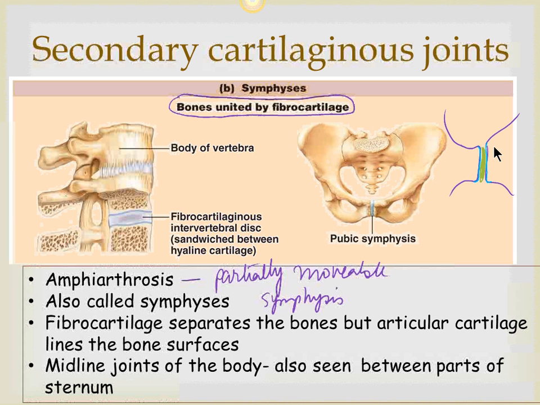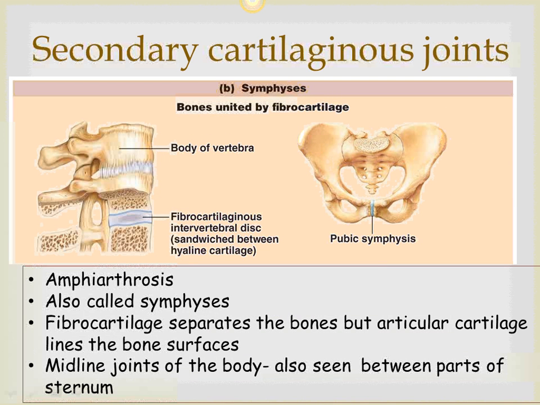Examples of this joint are the pubic symphysis, which is present between the two hip bones. Another example is the joint between two vertebrae, known as the intervertebral joints. And what is present between the vertebrae? The fibrocartilaginous intervertebral disc. Between two vertebrae you have this intervertebral disc, which is fibrocartilaginous in nature. So it satisfies this property of a secondary cartilaginous joint. So these are the intervertebral joints, which are separated by the intervertebral disc, fibrocartilage in nature.